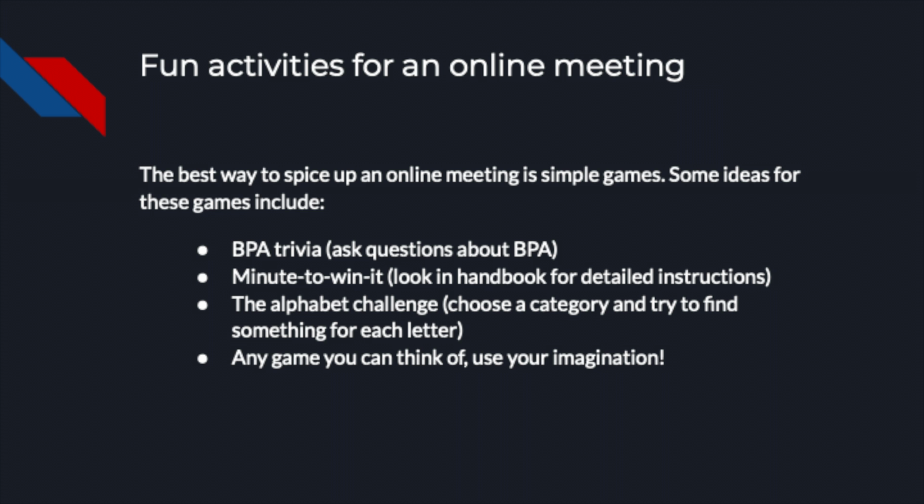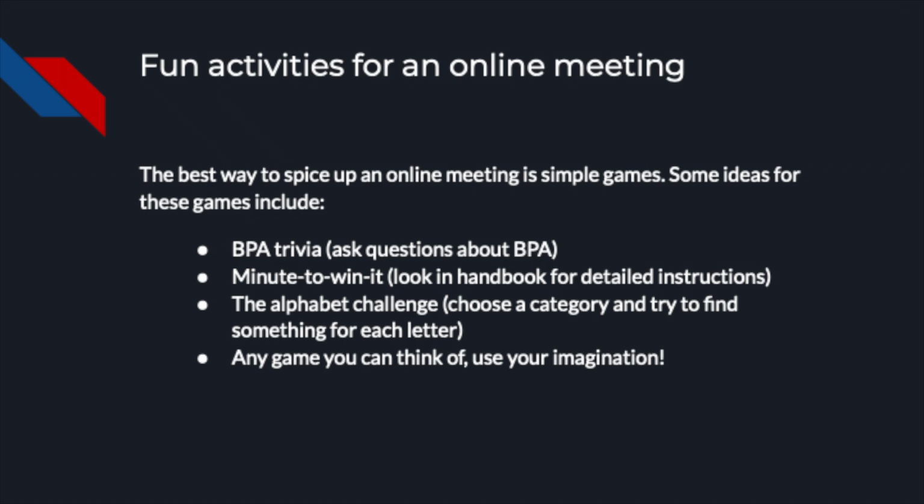Now on to fun activities to spice up an online meeting. The easiest way to do this is to play simple games with the participants of the meeting. Some game ideas are BPA trivia. This is where the advisor would ask questions about BPA, and the person or team with the most points in the end wins. These questions could be as simple as, what are the 3 colors that represent BPA? Next is Minute to Win It. This is a popular game show that can be played over online meetings very easily. For detailed instructions on how to play this game, look in the handbook.